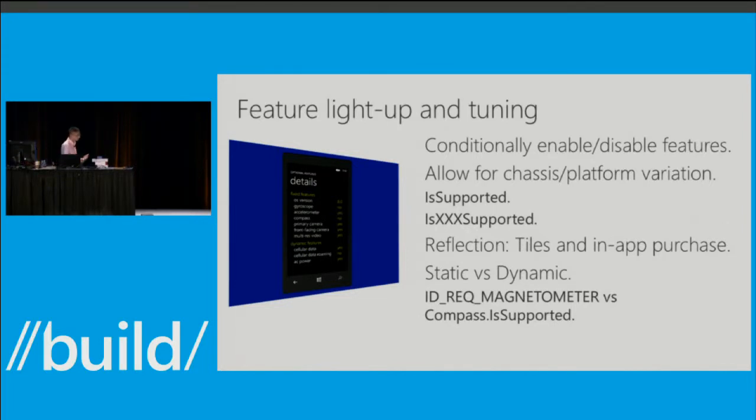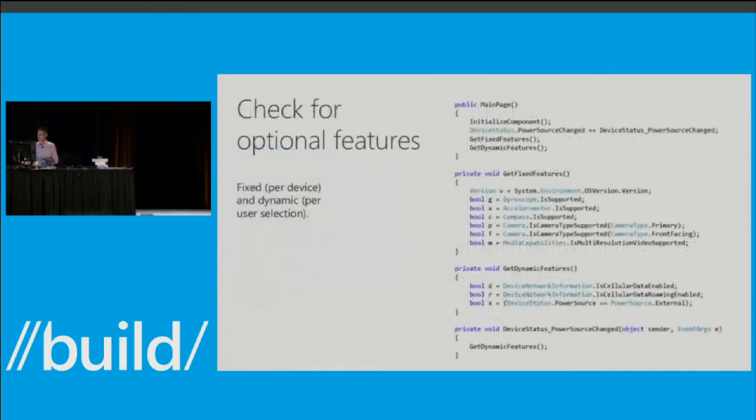For feature light-up, there's some support in the API. You can check various things. Let me actually go to some code here. There's an example of the sort of thing I'm talking about. You can check whether a gyroscope is supported, and whether an accelerometer is supported, and whether a front-facing camera is supported, and so on.